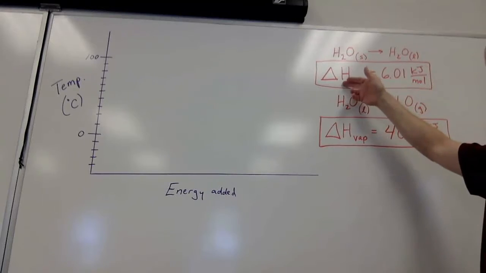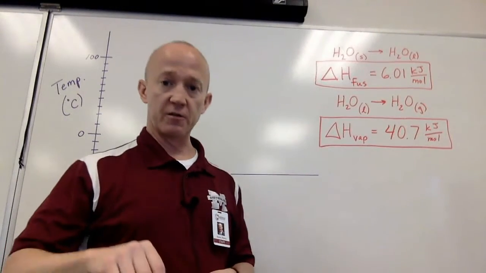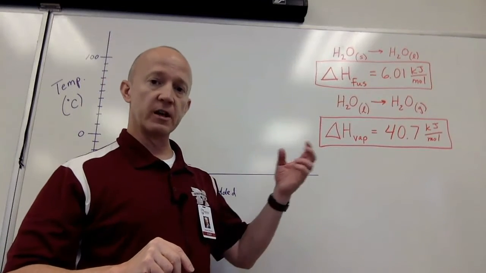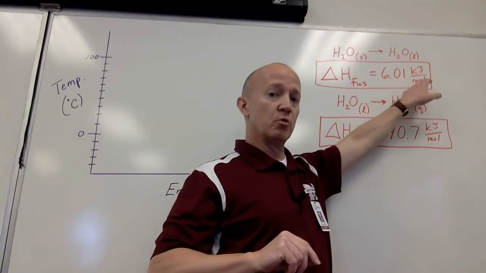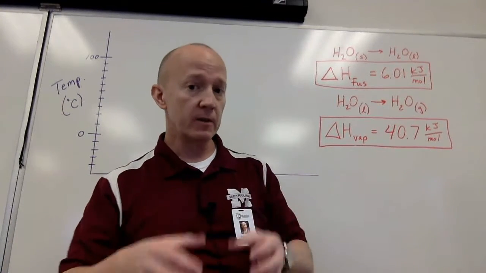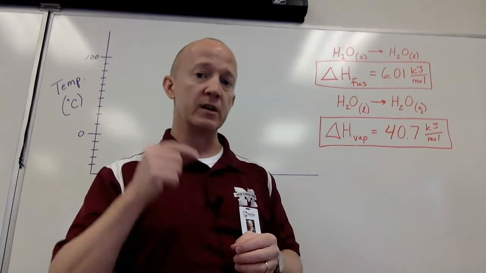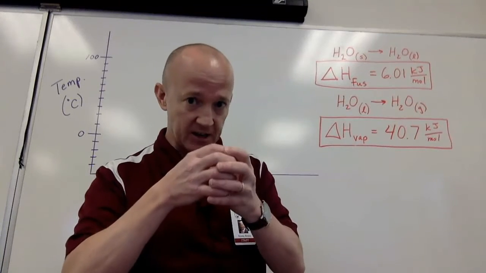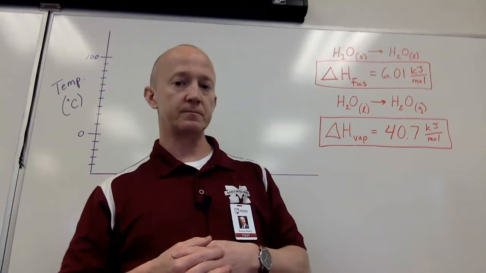And notice that the heat of fusion, in other words, the energy required to convert 1 mole of that water from solid to liquid, is 6.01 kilojoules for every mole. In other words, for 18 grams of water in ice form, I'm going to require 6.01 kilojoules to convert all of that ice, the 18 grams of ice, into 18 grams of liquid water.